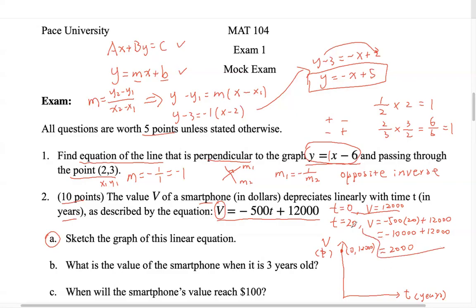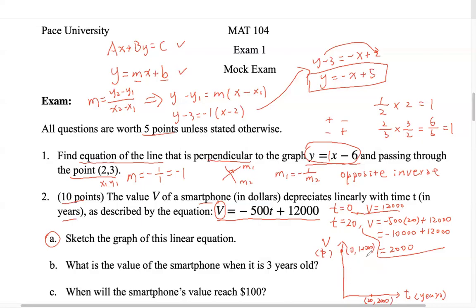And then I need to graph another one, 20 and 2,000. So 20, let's see, 20 is somewhere here. Okay, so this point will be 20, 2,000. So how do I graph 2,000 on this?